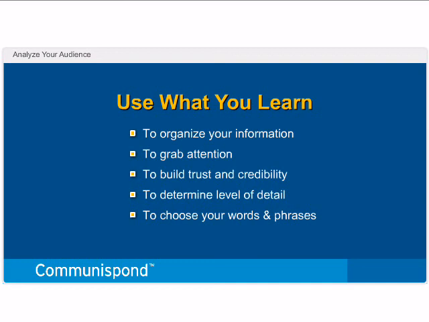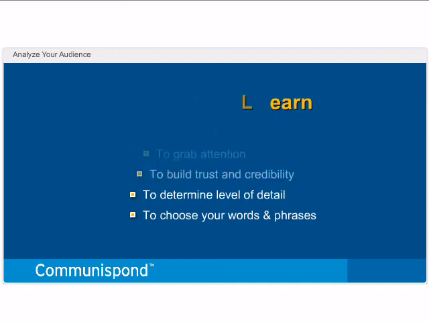In other words, every aspect of your message should target your audience. Analyzing your audience and then using that information to target your message is your path to making the impact you want with your presentation.